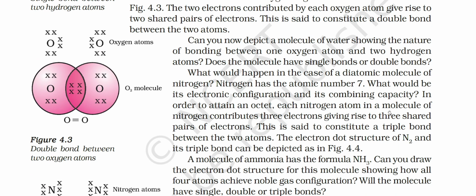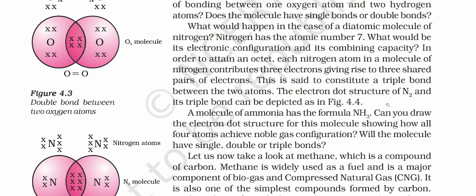The 2 electrons contributed by each oxygen atom give rise to two shared pairs of electrons. This is said to constitute a double bond between the two atoms. Can you now depict a molecule of water showing the nature of bonding between one oxygen atom and two hydrogen atoms? Does the molecule have single bonds or double bonds? What would happen in the case of diatomic molecules of nitrogen?